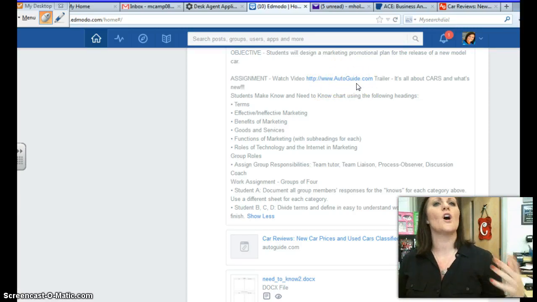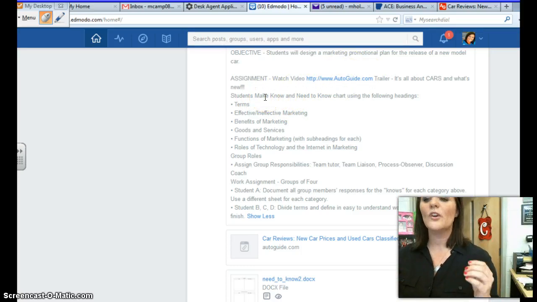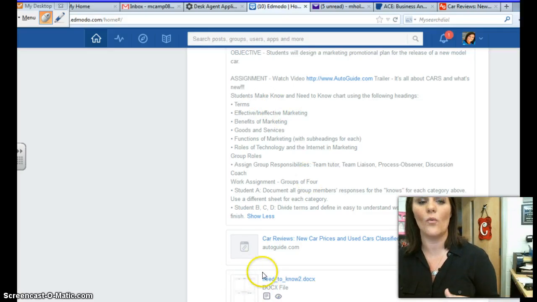AutoGuide is always on the top to release new car models, so forth. So you can kind of see a great video of how they would release a new car, the features that they would point out, and so forth. So it's a great tool. Then in your groups, you're going to get together and you're going to make what's called a know and need to know chart. And I already sent you the beginning of one that you can use in your groups.